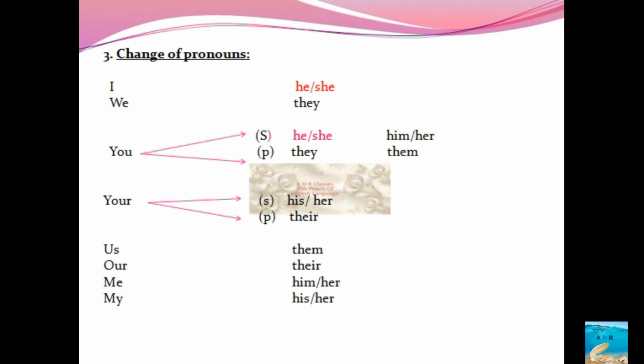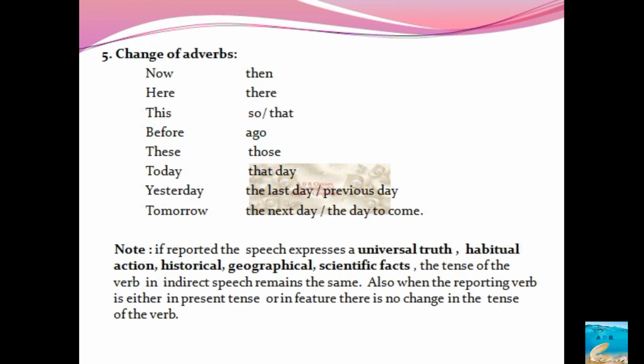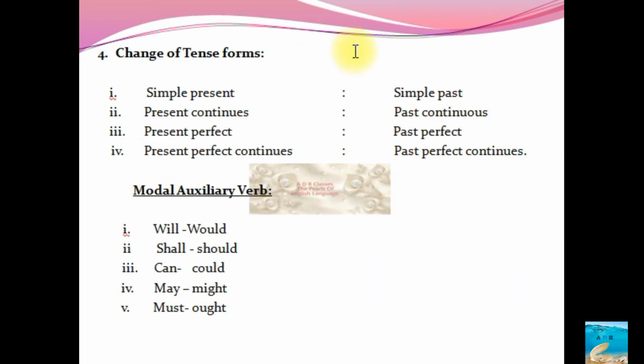Now we are moving on to the fourth rule: the change of tense forms. Simple present tense becomes simple past tense. Present continuous becomes past continuous. I have done all these in my previous videos. You can go to the tense forms and see there. Present perfect becomes past perfect. Present perfect continuous becomes past perfect continuous tense.